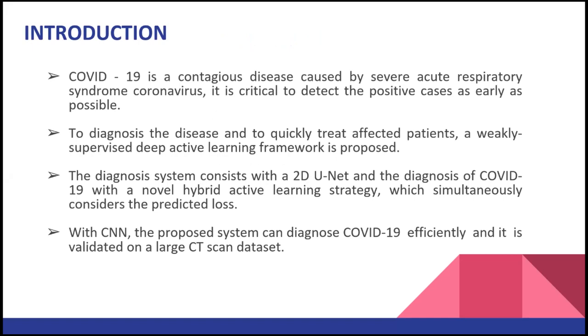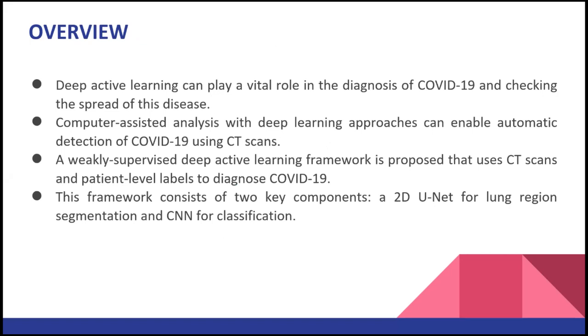The COVID-19 pandemic has led to an urgent need for efficient and accurate diagnosis systems to detect positive cases and treat affected persons. So in this study, a weakly supervised active learning framework is proposed for the diagnosis of COVID-19 using CT scans. The system utilizes a combination of 2D UNET and CNN along with a novel hybrid active learning strategy that considers predictor loss to improve accuracy. The system's efficiency and accuracy can contribute to early COVID-19 detection and improve patients' outcomes.